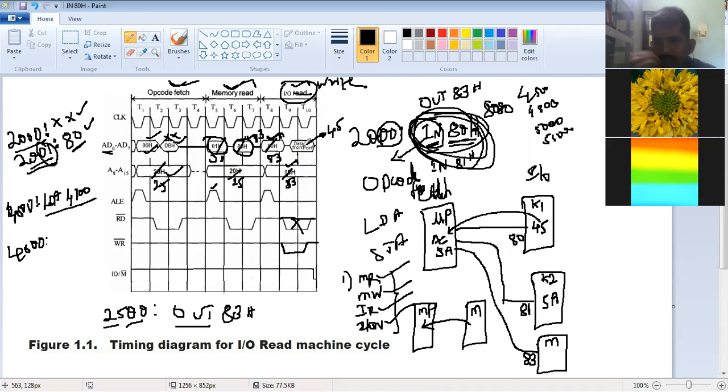Yes, Satvik. Whatever content is available in the accumulator, that is the data to the port. Yes, Kannan. Whatever content is available in the accumulator, that I am going to transfer to the port, to the monitor. Understood?